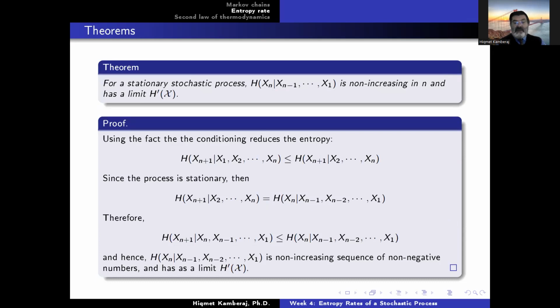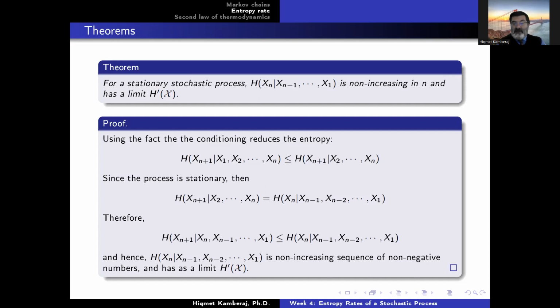Now, using the fact that conditioning reduces the entropy, a theorem that we showed last week, this would mean that the conditional entropy of Xn+1 given X1, X2, ..., Xn is less than or equal to the conditional entropy of Xn+1 given X2 and so on up to Xn. So I remove the conditioning on X1. Then this increases the uncertainty.